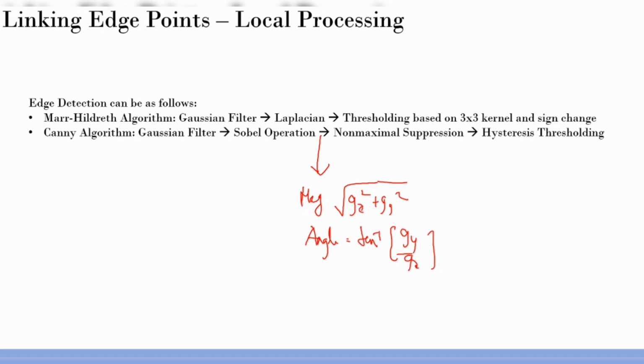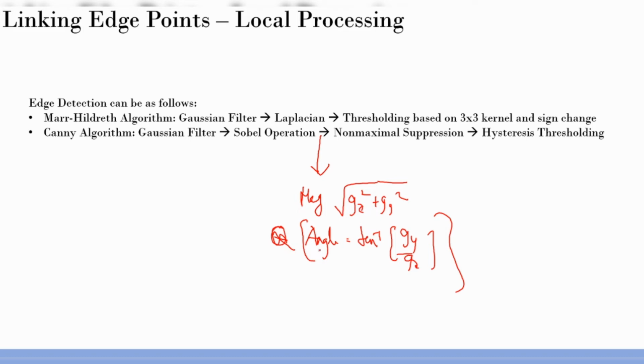And then based on these two, you do the process of non-maximal suppression. The first step is to reduce the range of angles to four directions, something like 45 degrees only. So anything within that 45 degrees you quantize. So the quantization of this particular angle is done as part of this step.